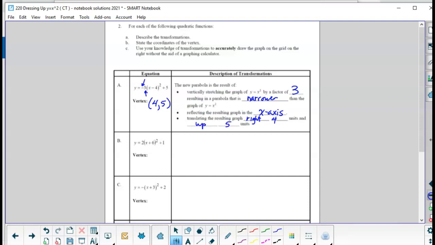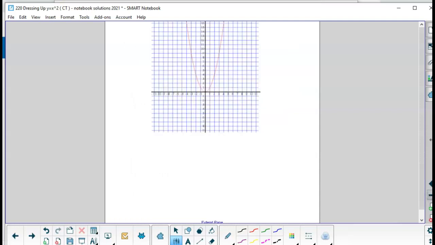Okay, so let's graph that one. Because we know the vertex, let's plot it. It's 4, 5. Then we know the shape of it based on the stretch factor. It's a factor of 3. So 1 unit over, 1 up would be your base graph translated, but it's going to be 3 up from there. As well, it was reflected, so it's going to be 3 down from there. And then it's going to be the same on both sides of that axis of symmetry.